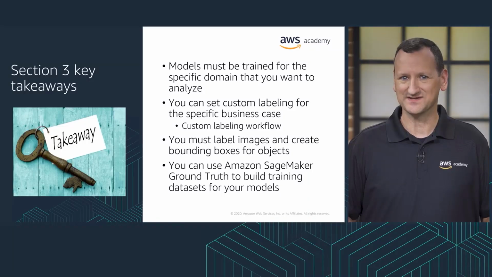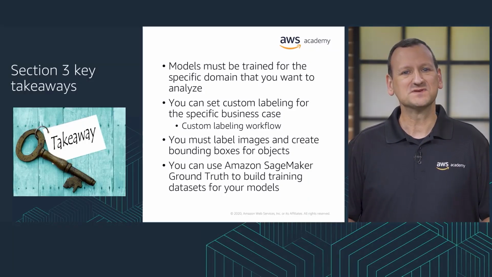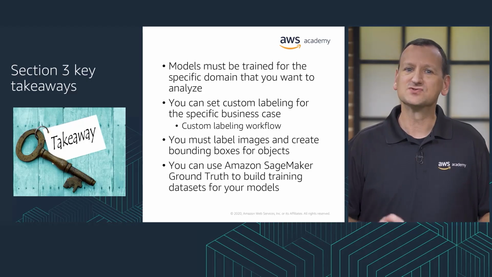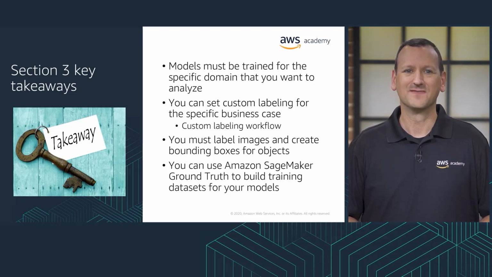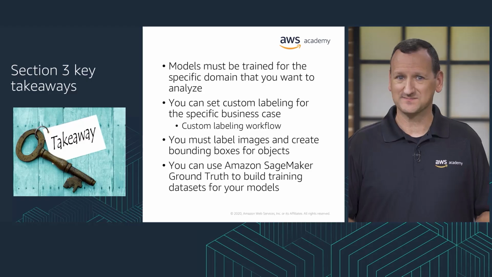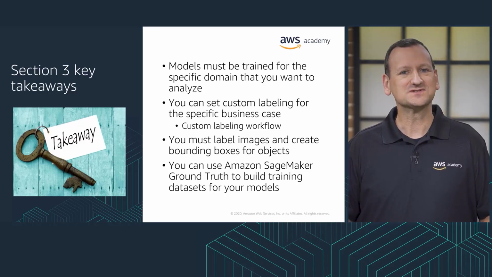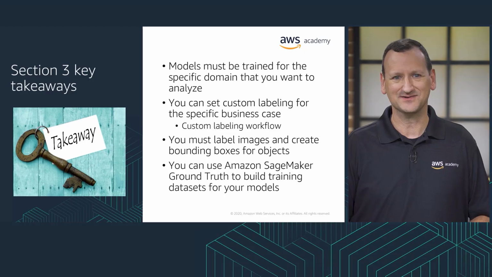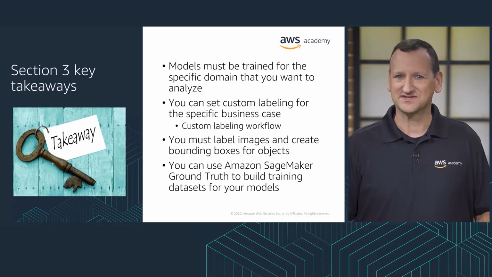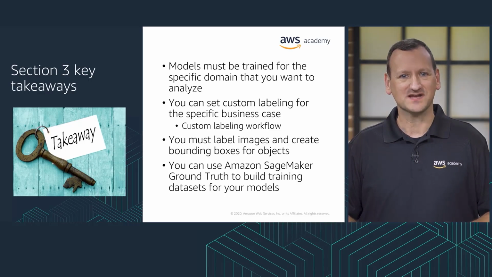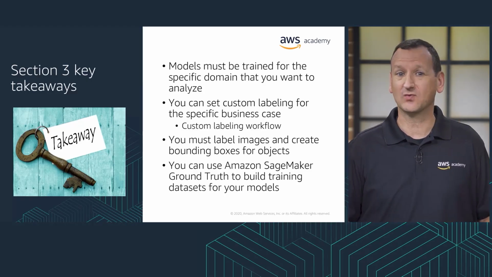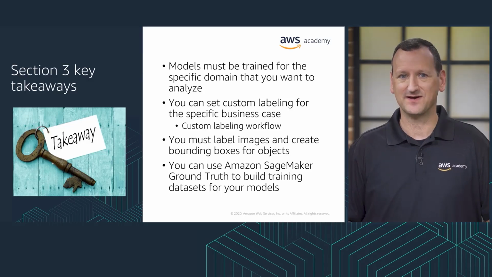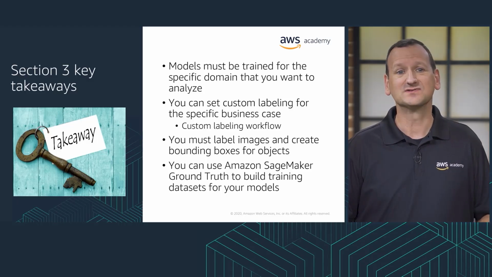Here are some key takeaways from this section of the module. Models must be trained for the specific domain that you want to analyze. If you're looking for turbochargers, you'll need many pictures of turbochargers to train your model. You can set custom labeling for the specific business case. We looked at the custom labeling process and some of the tools you can use. If you want objects to be detected, you need to label images and create bounding boxes for these objects. You can use Amazon SageMaker Ground Truth to build training data sets for your models, which can also use machine learning to label your images.